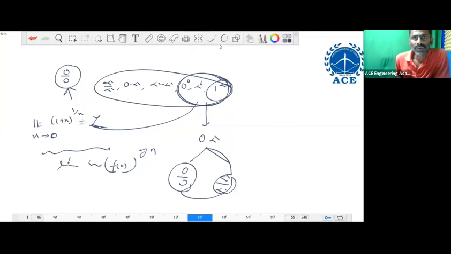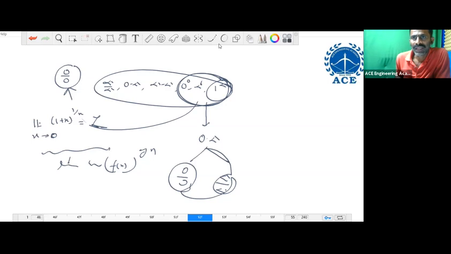After completion of maxima and minima, we started the indeterminate forms, or meaningless forms. We also did problems on indeterminate forms. That is, we have seen the method of evaluation of limits of the form 0 by 0, infinity by infinity, 0 into infinity, infinity minus infinity, 0 power 0, infinity power 0, and 1 power infinity. After this, we started the integral calculus part.